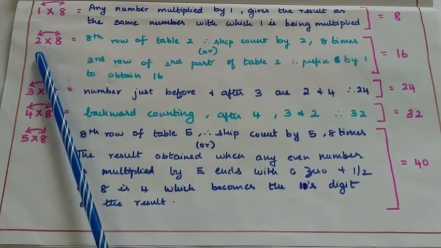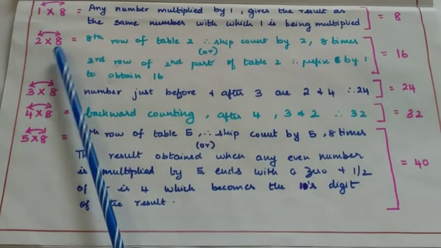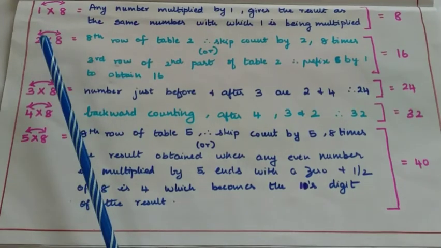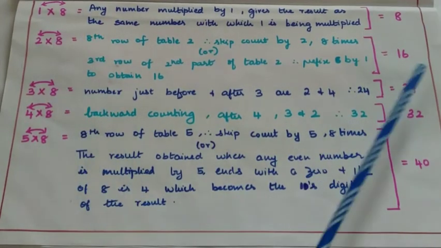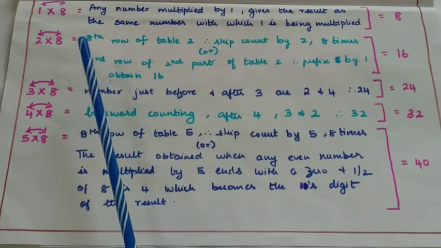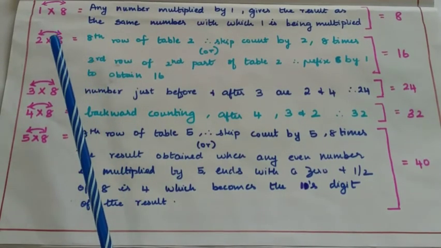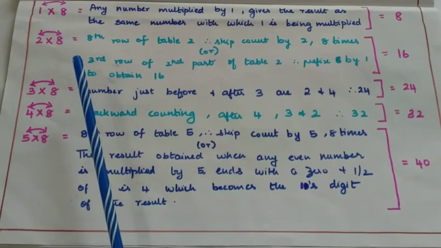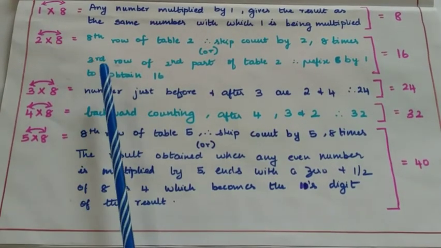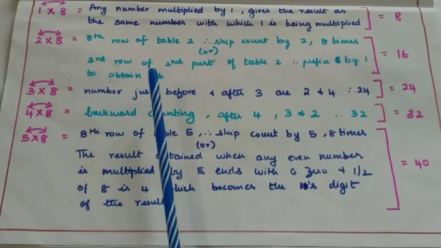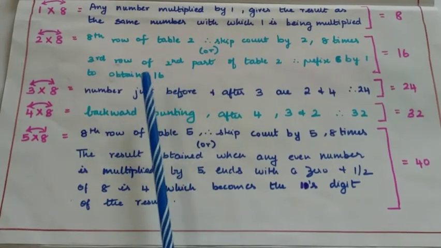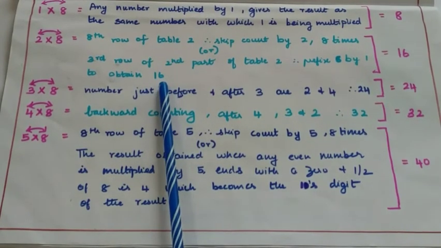Since we've already learned the table 2, this is the 8th row of table 2. You can just skip count by 2 8 times to obtain the result 16, or you can use the other shortcut that I have explained while teaching the table 2, where we have split the table 2 into 2 parts. Therefore, 2 into 8 becomes the third row of the second part of table 2. Therefore, you need to just prefix 6 by 1 to obtain the result 16.